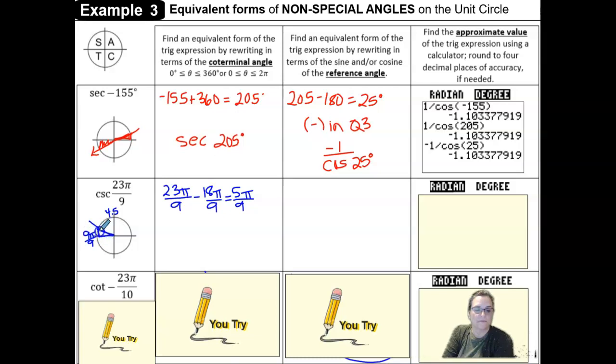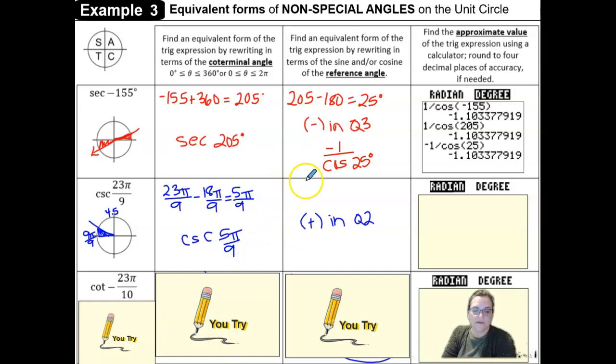Okay, all students take calculus. Sine and its reciprocal cosecant are positive in quadrant 2. So we'll put a little reminder here that our answer is positive in quadrant 2. So the equivalent expression in terms of the coterminal angle would be the cosecant of 5 pi over 9.